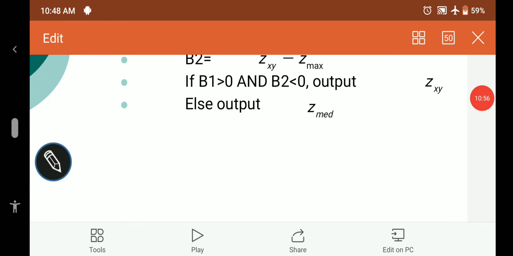So this is all about the adaptive filters and adaptive median filters. Thank you.